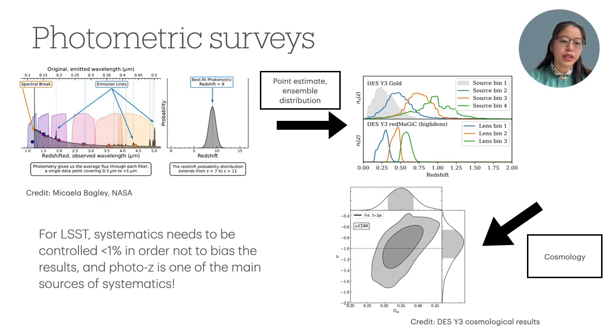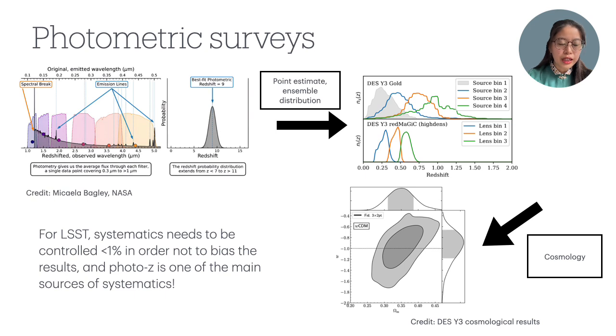Photometric redshifts are widely used in cosmological surveys. These are coming from photometric surveys, where you measure fluxes of each galaxy in a few different photometry bands and infer their redshifts. You can obtain point estimates of the photometric redshifts or an ensemble distribution of your galaxy samples, such as the source and lens tomographic bins in the DESI S3 analysis.